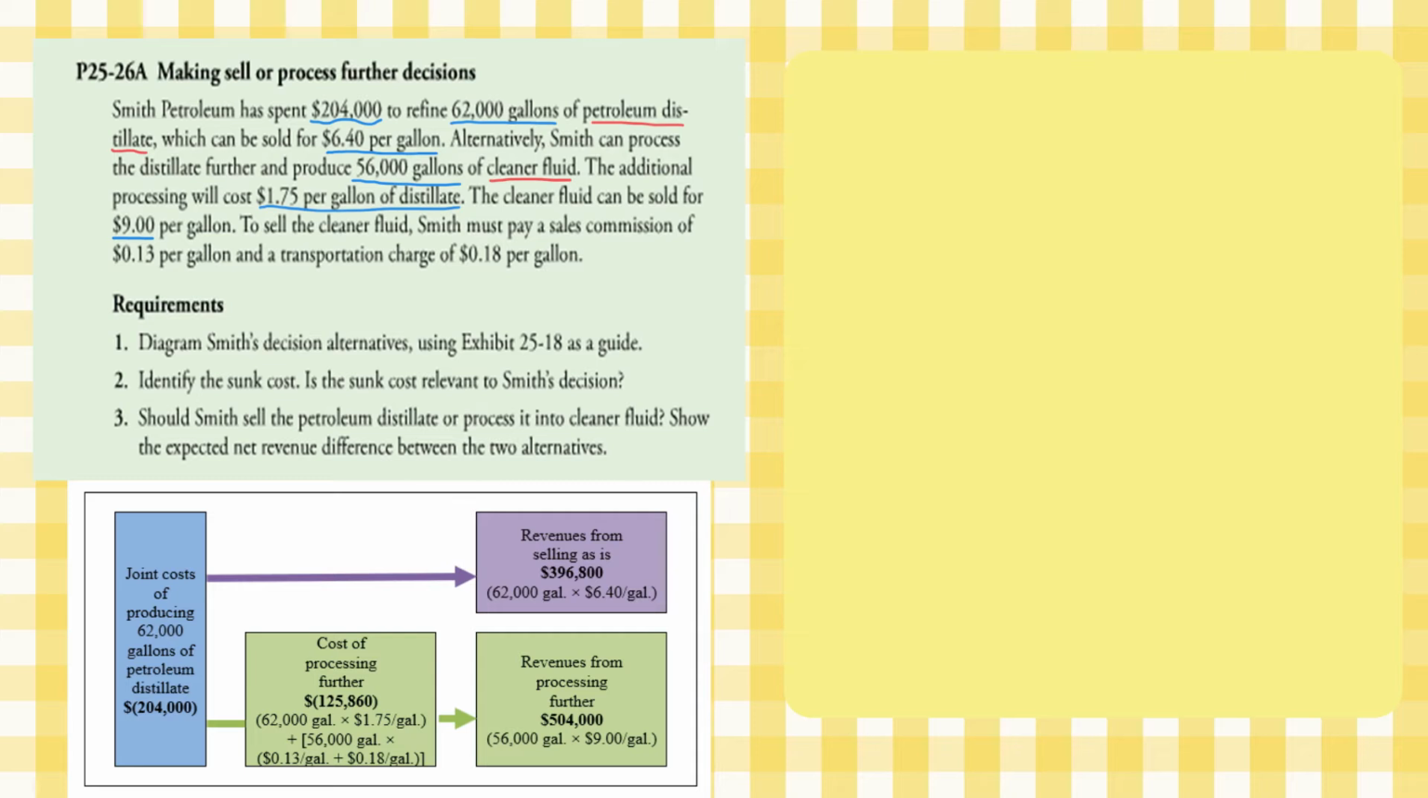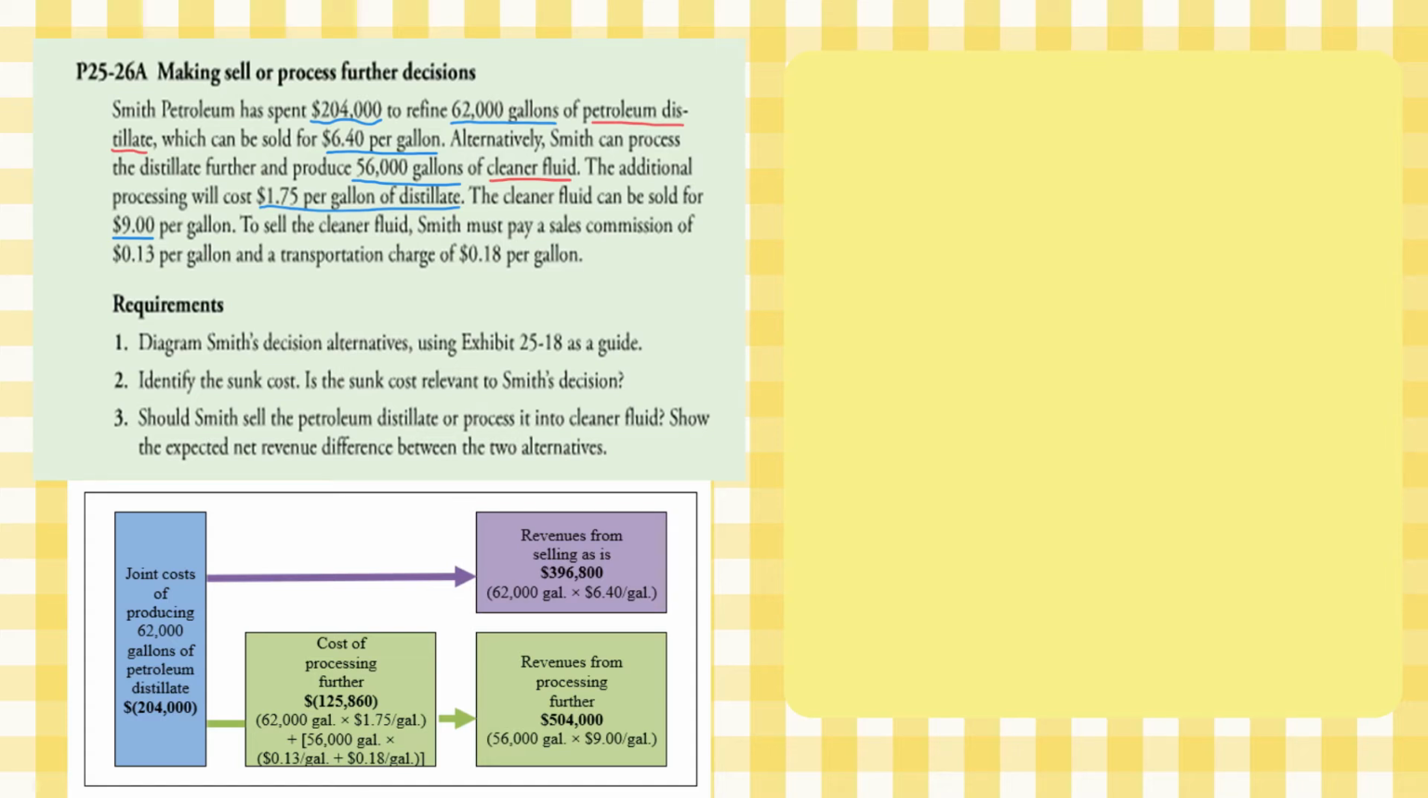To sell the cleaner fluid, Smith must pay a sales commission of 13 cents per gallon and a transportation charge of 18 cents per gallon. Requirement number 1, diagram Smith's decision alternatives, using exhibit 25-18 as a guide. So I already added the diagram here.